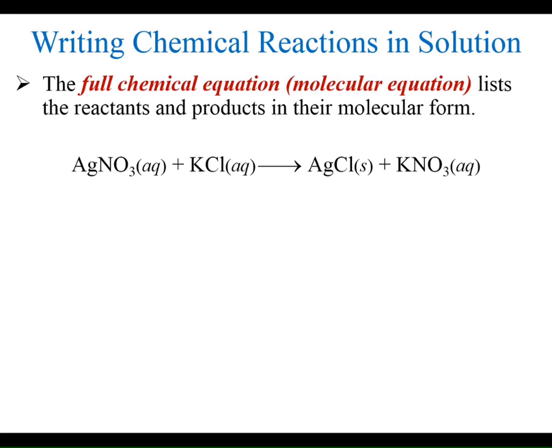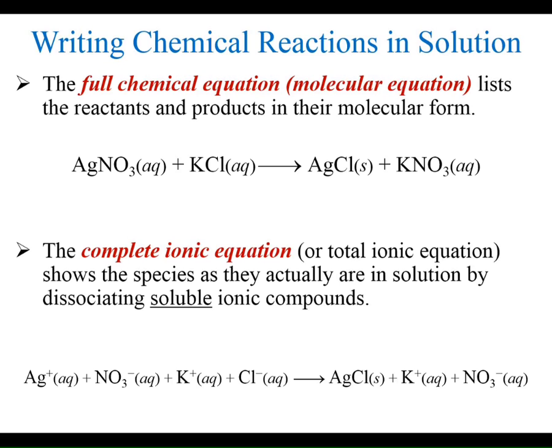So now what I just wrote was called the full chemical equation. Oftentimes it's called the molecular equation as well, because it shows every molecule in there. So that shows all the reactants, all the products. But what I want to show you now is what's called the complete ionic or the total ionic. And that shows really what's going on in that beaker. So it takes anything that's aqueous, which means it has broken apart into ions, and it just shows the ions.